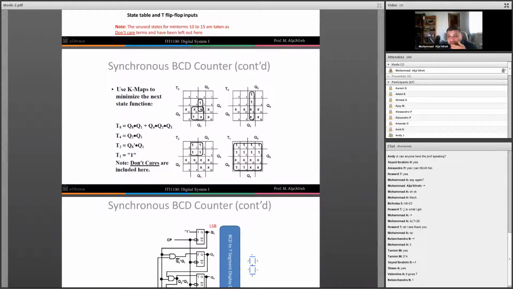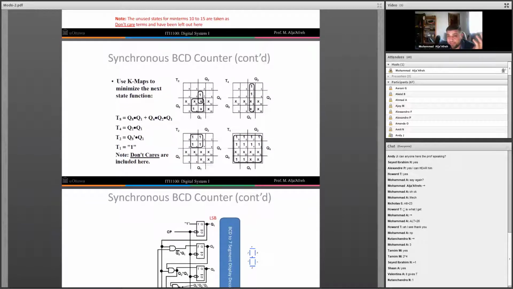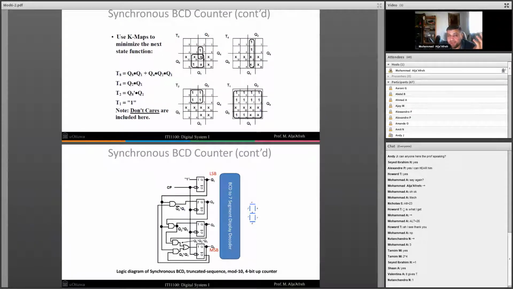After that, we know what is the value of each input, so we're going to implement them. Now, that is my most significant bit, and this is my least significant bit. The input for the least significant bit, what was it? T1 was equal to 1. Just put 1 here. And follow the same clocking technique that we have here. It's a negative edge.